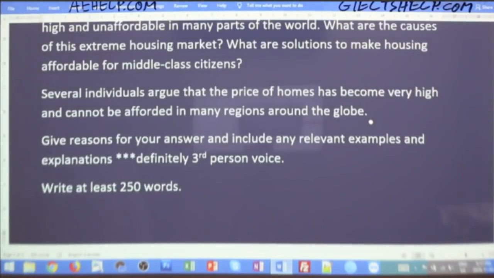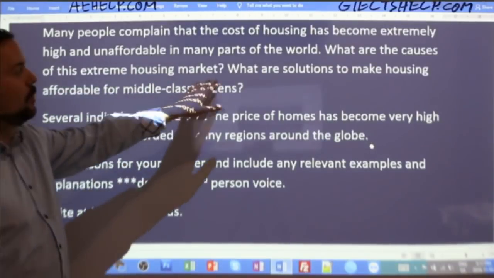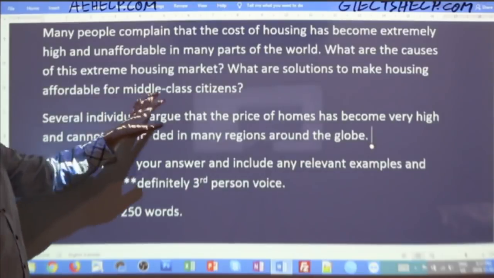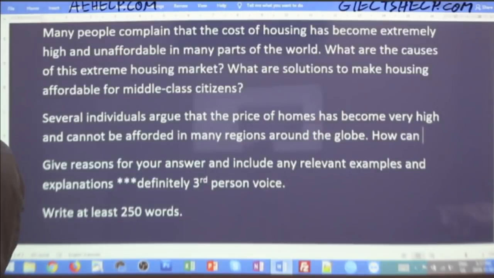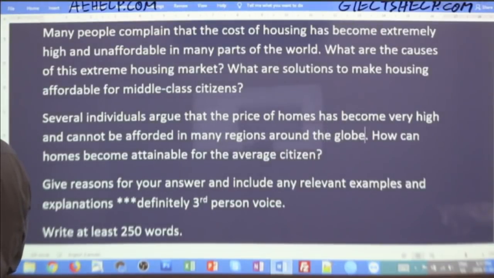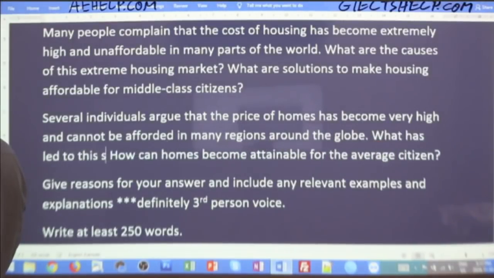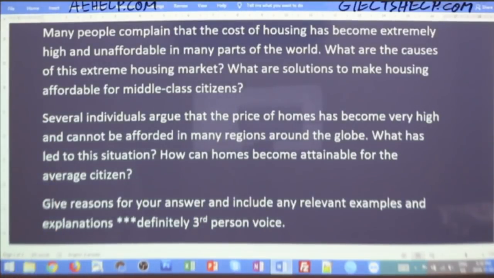It's very important for IELTS, okay? What are the causes of this extreme housing market? What are solutions to make housing affordable for middle-class citizens? So how can homes become attainable for the average citizen? And we can say what has led to this situation. Okay, so there is the paraphrase of the question.